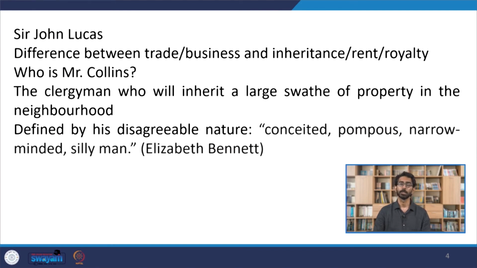Readers who might have missed one hint are given repeated hints, so much so that they are not hints so much as loud announcements about how bad a person and how horrible a companion this man will likely make to anyone who might be unlucky enough to find in him a life partner. At one point, Elizabeth Bennet describes Mr. Collins as, I quote, conceited, pompous, narrow-minded, and a silly man. Okay? So the narrator leaves no stone unturned in showing to us exactly how dislikable and disagreeable Mr. Collins is.